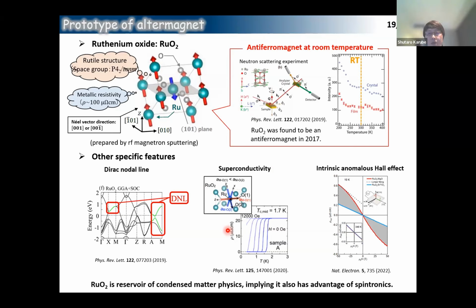Surprisingly, the oxide was found to be an antiferromagnet at room temperature by means of neutron scattering recently, in 2019. Given its unique combination of metallic behavior, magnetic order, and physical properties such as Dirac nodal line, superconductivity, and the intrinsic anomalous Hall effect, as I mentioned, this oxide holds significant promise for advancing research in spintronics and related fields. Its role as a prototypical altermagnetic material provides valuable insight into the potential applications of altermagnetism.